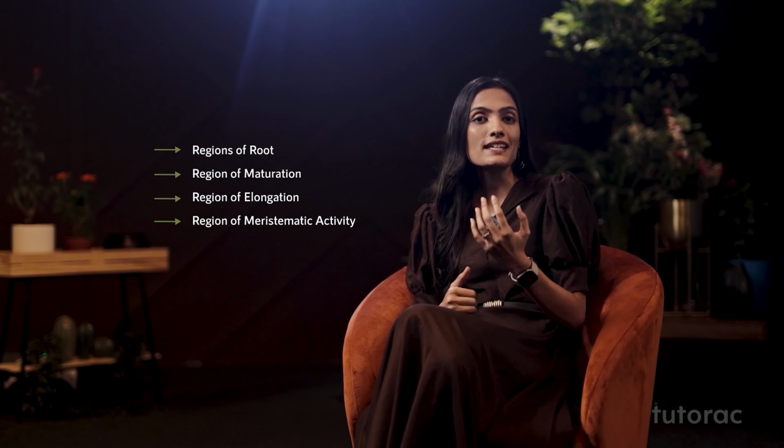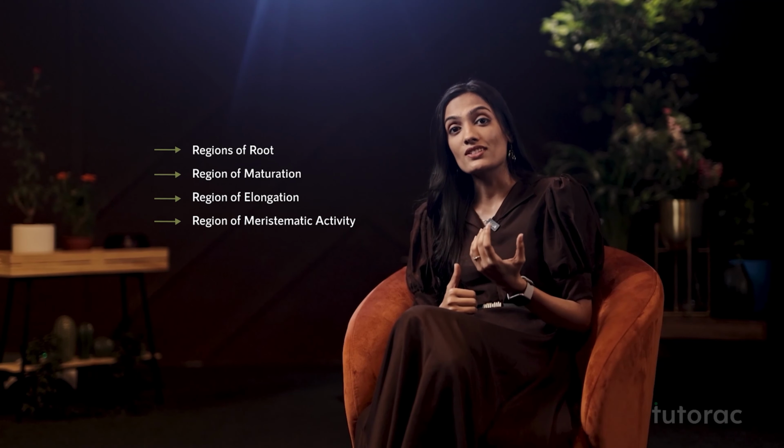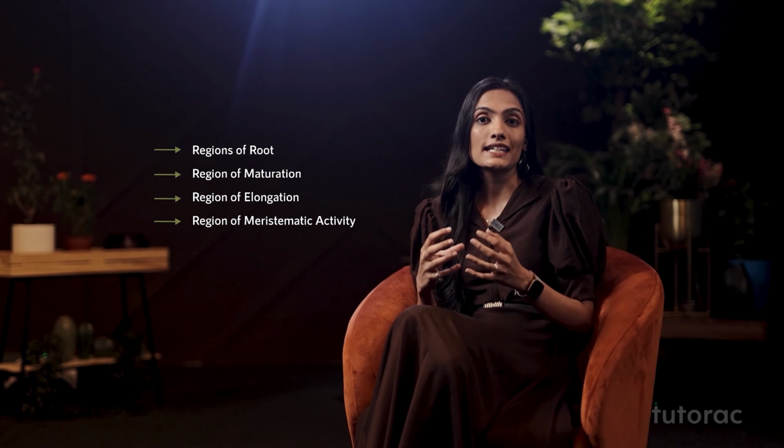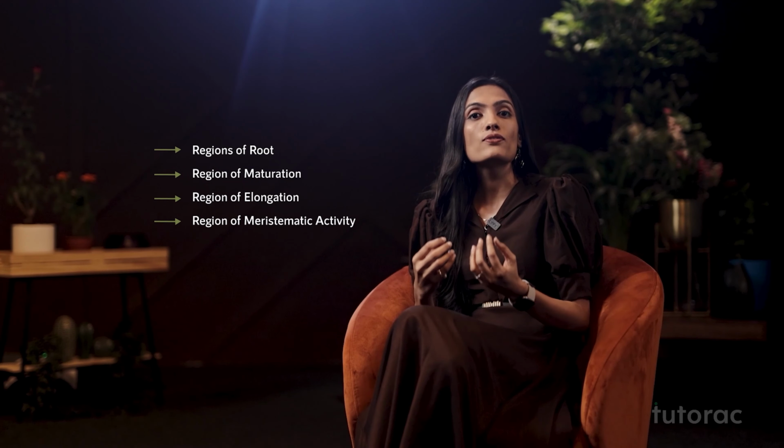Now, next we have to learn the regions of root. Sometimes they have the region of maturation, region of elongation and region of meristematic activity. These are the three main regions of a root where various activities happen, and they help in the growth of the root.